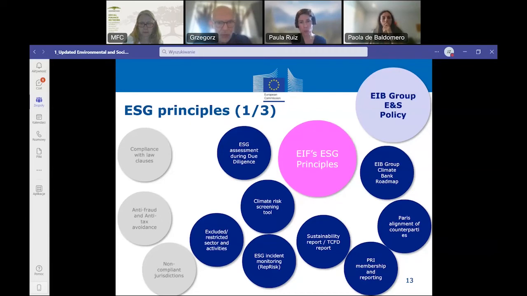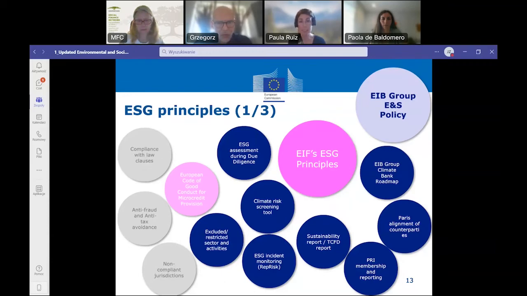So as you can see in the different blue spots, we are carrying out an ESG assessment during the due diligence. We have an updated list of excluded and restricted sectors. We have the Climate Bank roadmap that Paula has previously mentioned, in which we are setting ambitious goals with respect to supporting the transition to a low carbon economy. We are supporting our intermediaries to become Paris aligned. We are reporting according to the best practice, for example, set out in the Task Force for Climate-Related Financial Disclosures. We have implemented a system to identify incidents, which is called RepRisk. We have become members of the PRI, and we are reporting according to their system.